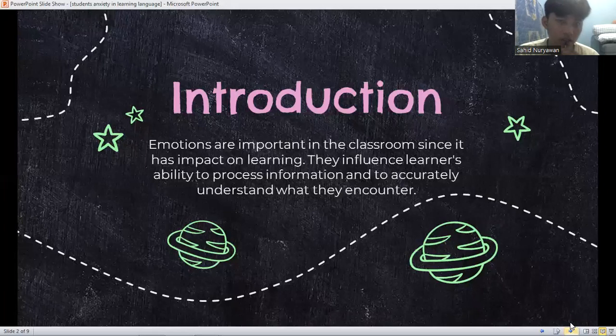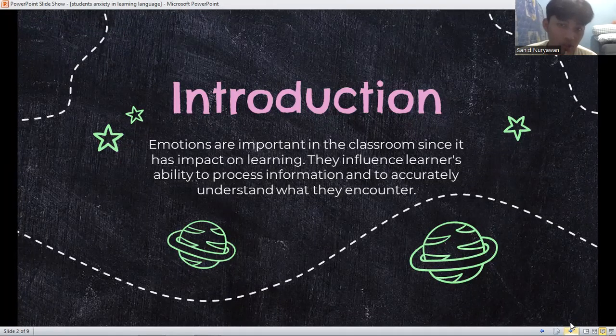Introduction. Emotions are important in the classroom since they have an impact on learning. They influence learners' ability to process information and to accurately understand what they encounter. For example, students learn and perform more successfully when they feel secure, happy, and excited about the subject matter. Unfortunately, in the case of foreign language learning, student emotions tend to be more discouraging rather than encouraging. One of the emotional states that makes such a process difficult is anxiety.